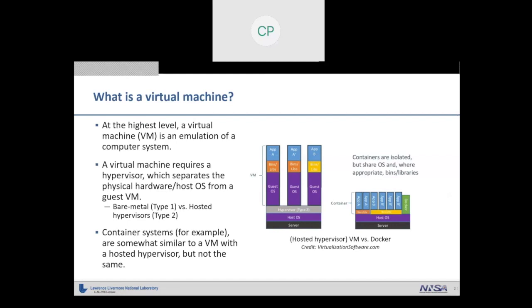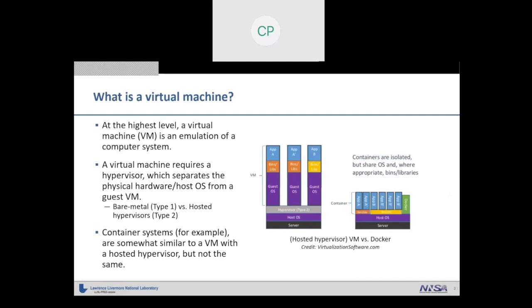A hypervisor is considered bare metal, or type 1, when it runs directly on the hardware, as opposed to a hosted hypervisor, or type 2, which runs on the operating system like any other program or process. Bare metal hypervisors provide more efficient usage of resources than hosted hypervisors.